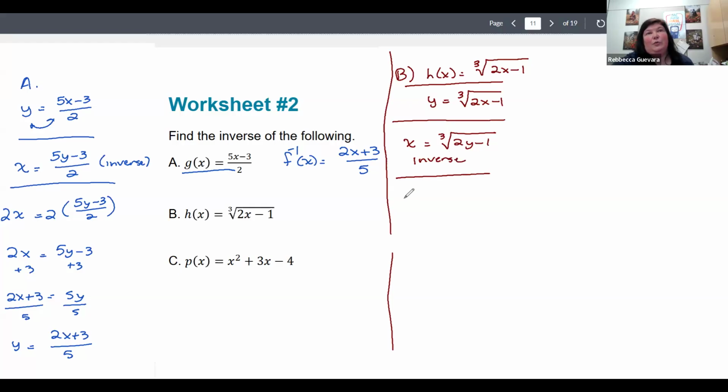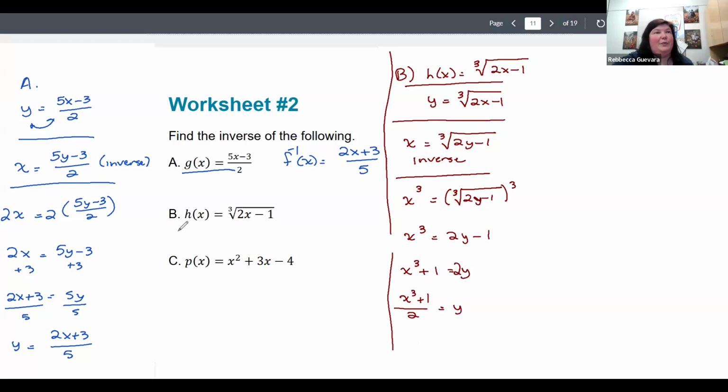To get rid of the cube root, we're going to cube both sides. That's going to leave me with x cubed is equal to 2y minus 1. Then we're going to add the 1 to both sides, so we get x cubed plus 1 equals 2y. And then we divide by 2. So what we get here is that h inverse is just going to be (x cubed plus 1) divided by 2.